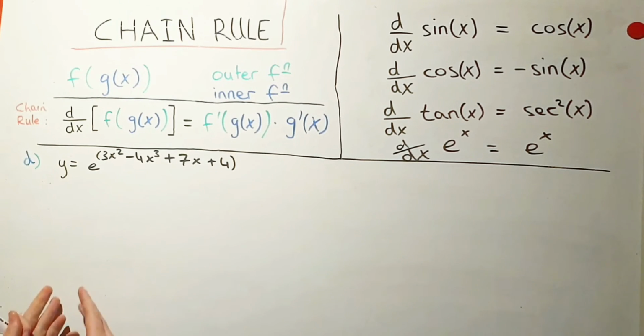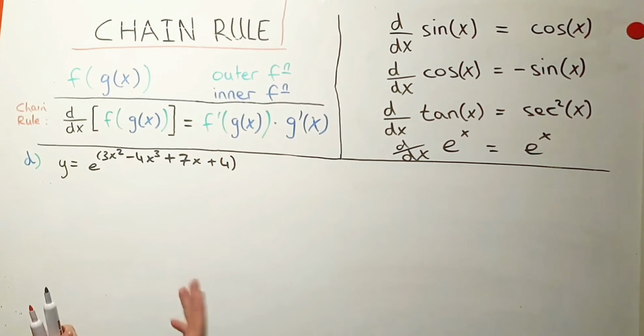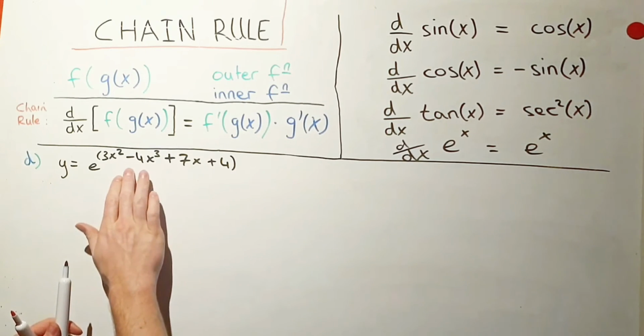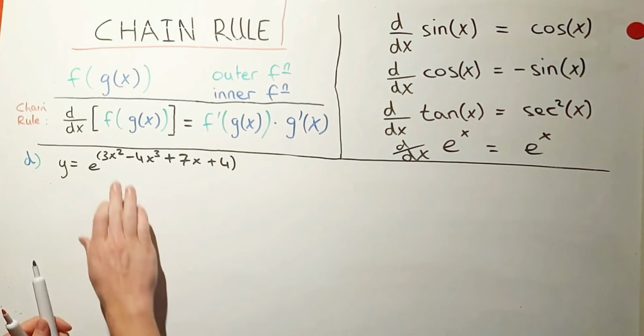We're going to denote our outer function and our inner function, and we're going to follow the same methodology as we did for all the other examples. The one thing that I'm going to change is that instead of rewriting this exponent each time, I'm just going to substitute a u of x in its place.